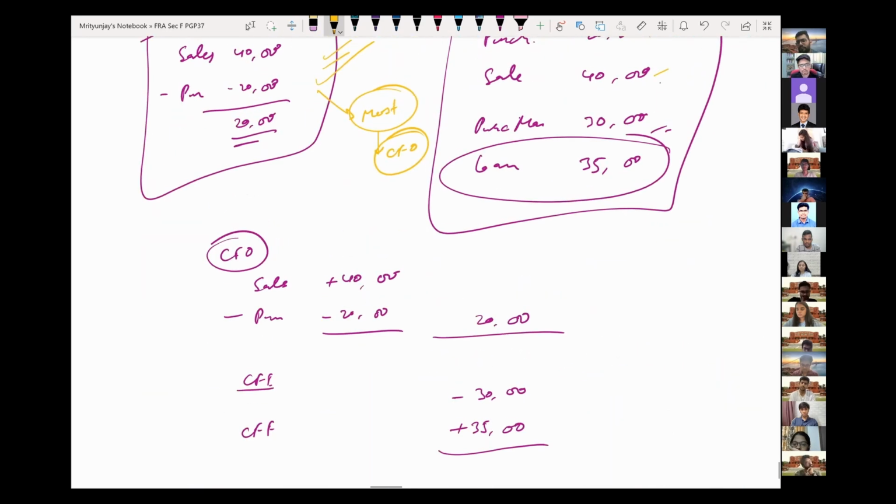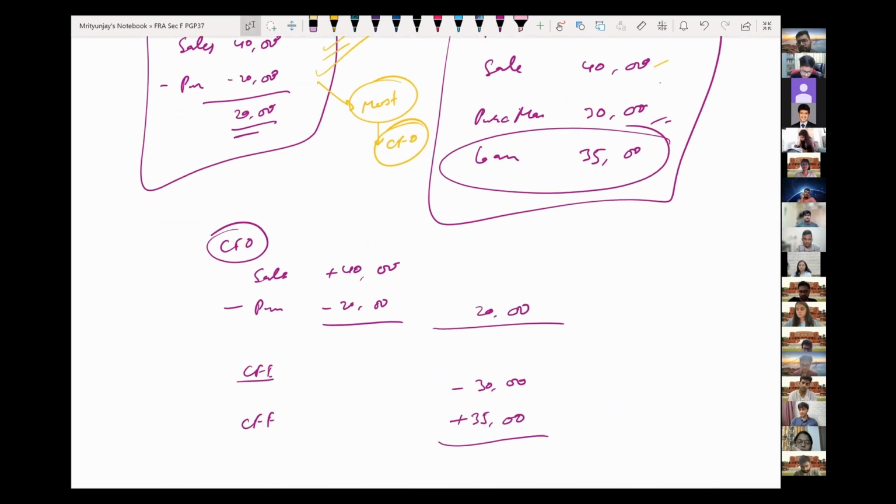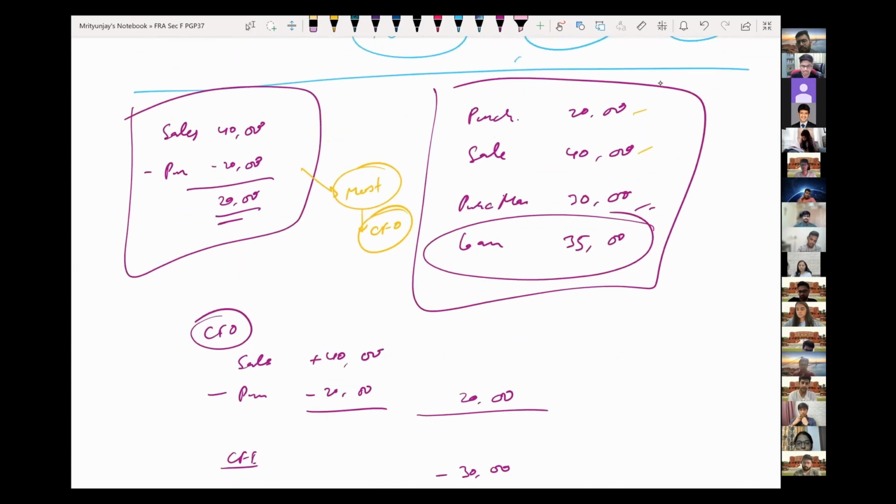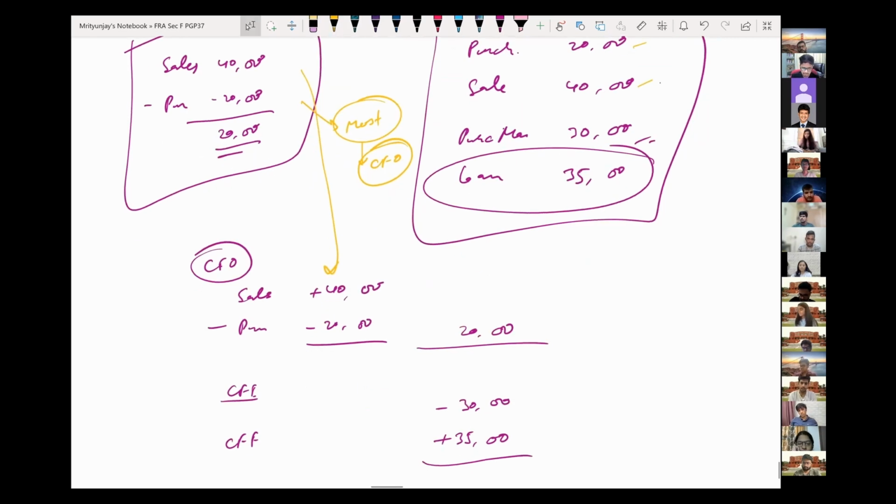Okay, so let me tell it to you methodically. His point is going to come soon enough. Basically, if everything was in cash, assuming everything was in cash, then there would be a lot of similarity between CFO and the income statement. Do you agree up to here? Yeah. That is why in practice we do not prepare the cash flow statement via the direct method. What we do is prepare cash flow from operations via an indirect method.